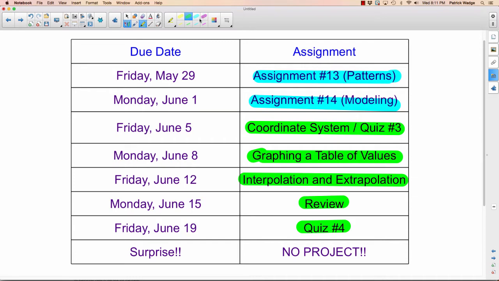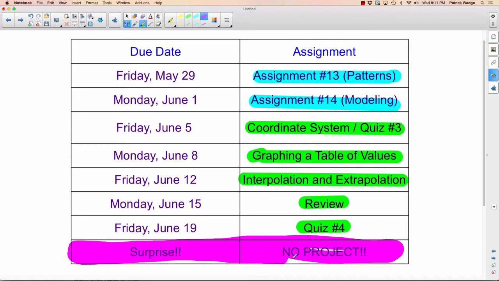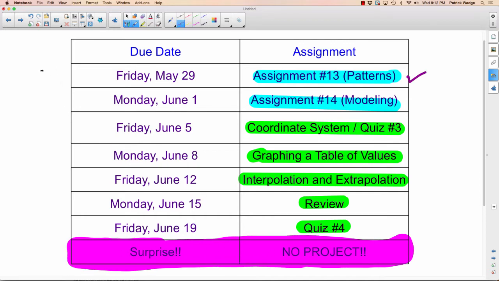And then I'd like you to pay special attention to the bottom row here. You people will have no project. You are my only grade who has this thrilling news that you don't have to do a project in this online learning environment. All right, enough chit chat.